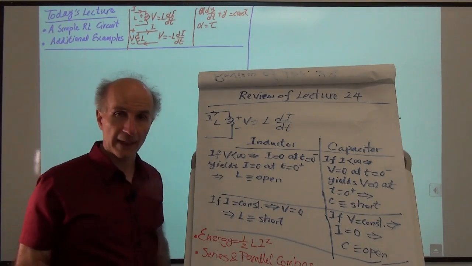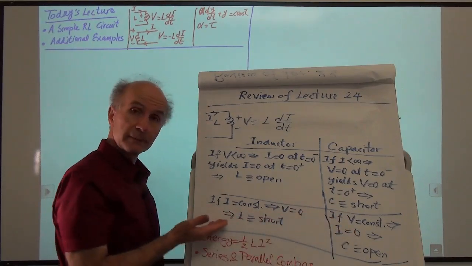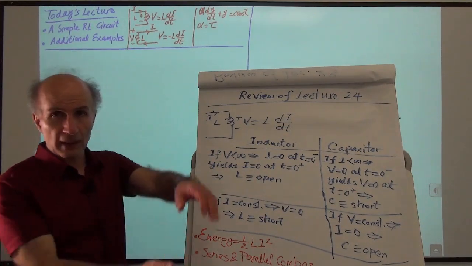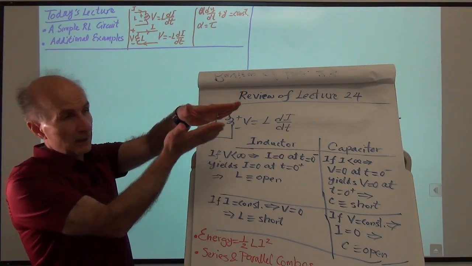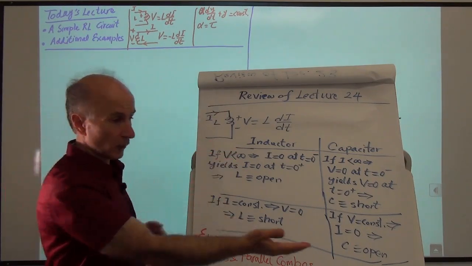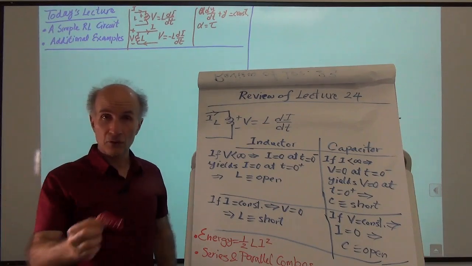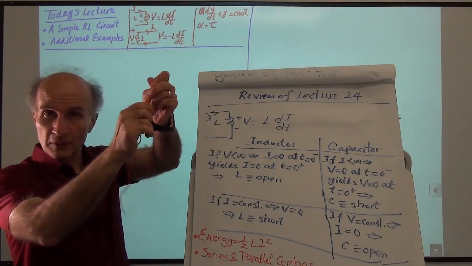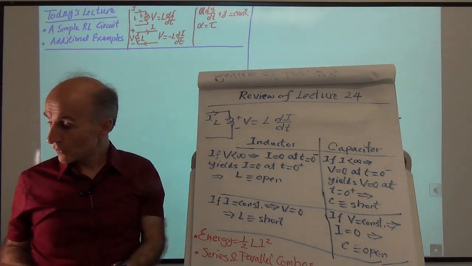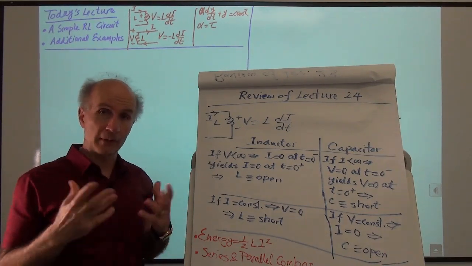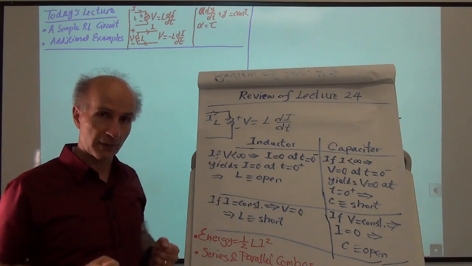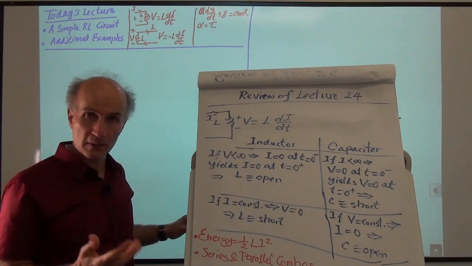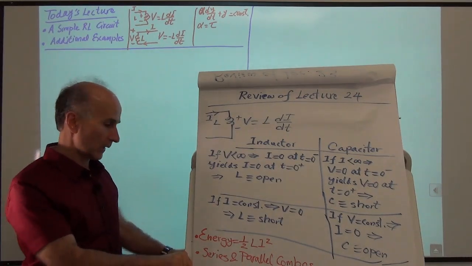So the way we think about it is that when things have settled and everything is constant, the capacitor looks like an open circuit. These are two plates with nothing in between. And the inductor looks like a short circuit. That's how we remember it. So at time infinity, if we are sure that things have settled, we can use these points to analyze the circuit. We also talked about the energy in an inductor and series and parallel combinations, and those are pretty straightforward.